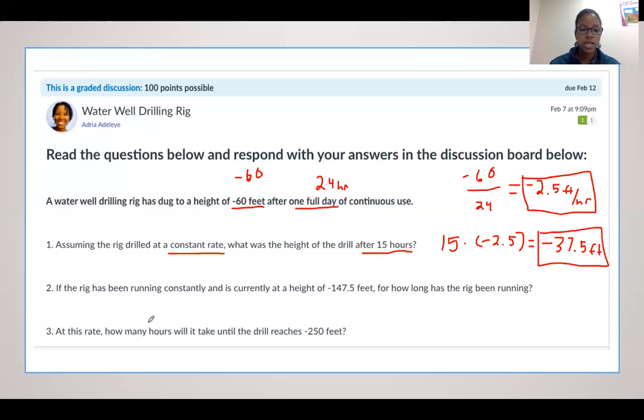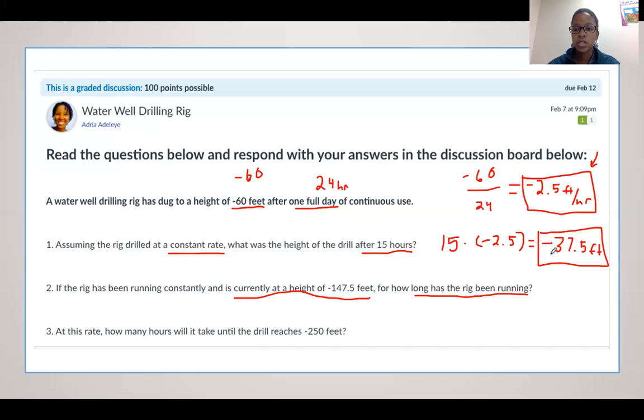The next question is saying, if the rig has been constantly running and is currently at a height of -147.5 feet, how long has it been running? So now we're still using our rate, right? We know that it's -2.5 feet every hour. But now if I already know what my feet are, I'm no longer multiplying as I did in the last question. I was multiplying to go from hours to feet.